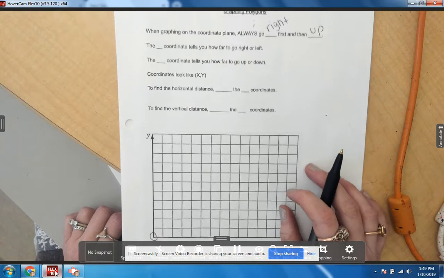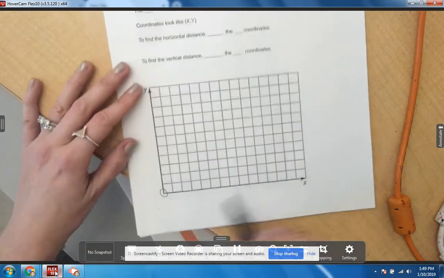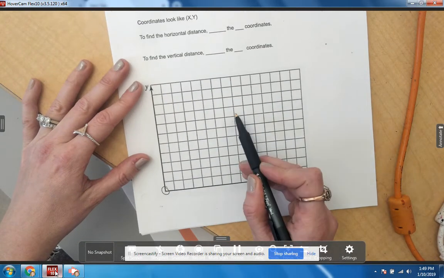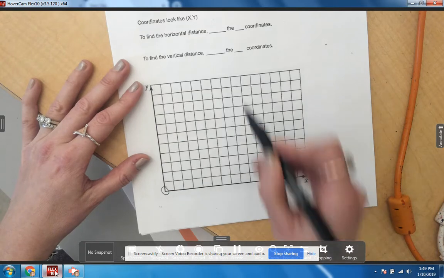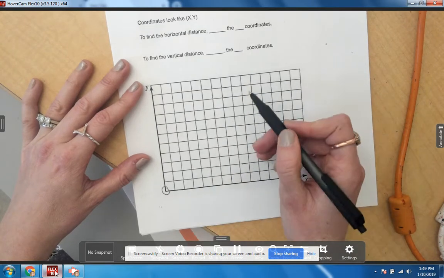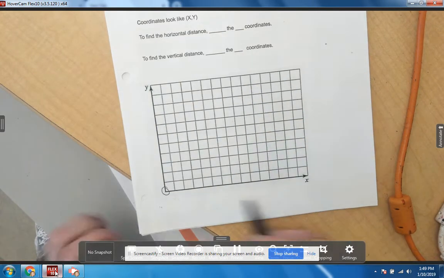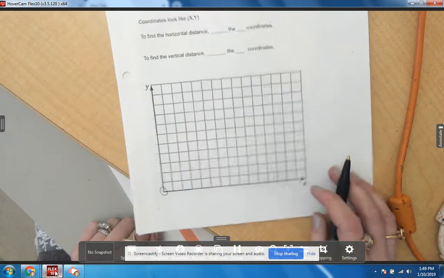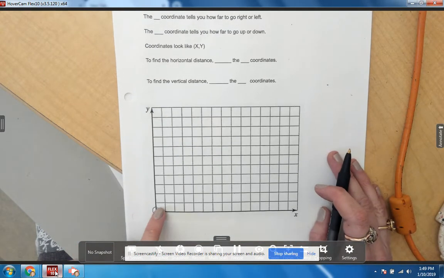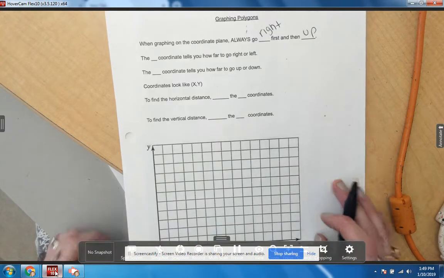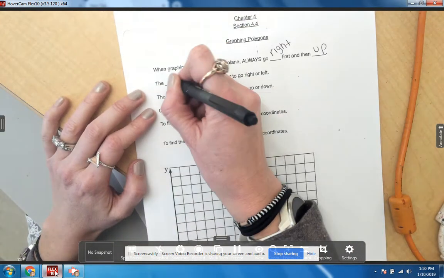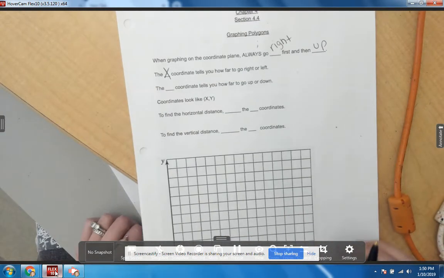How I remember this is a couple of silly ways. You drive to the airport and then you take off. Babies crawl and then they stand. You push the ladder and then you climb up the ladder. So they're just like silly things. X comes before Y. That could be an even easier one. So any way that reminds you that you want to go to the right first and then you want to go up. Okay? The X coordinate tells you how far to go right or left.